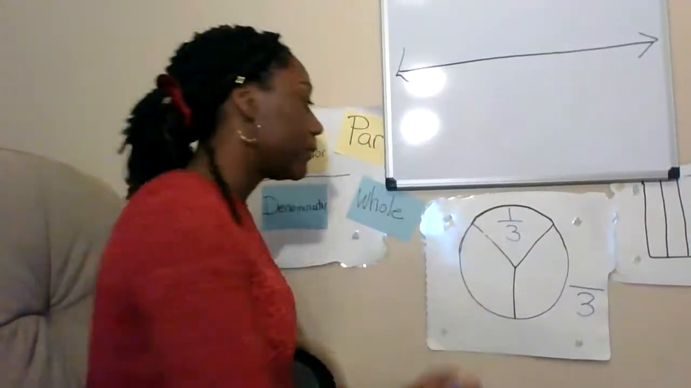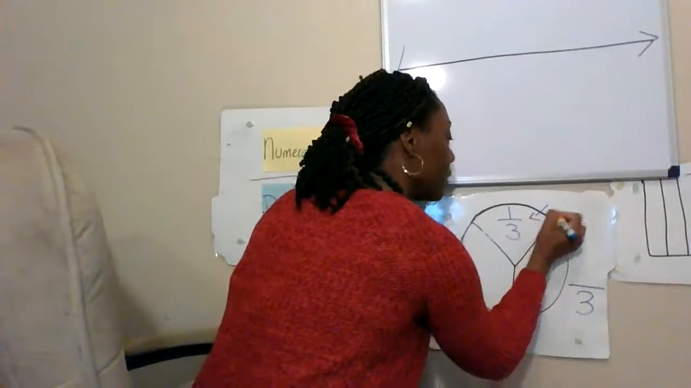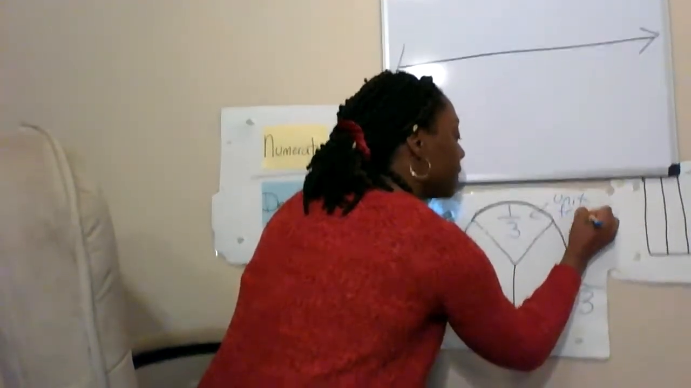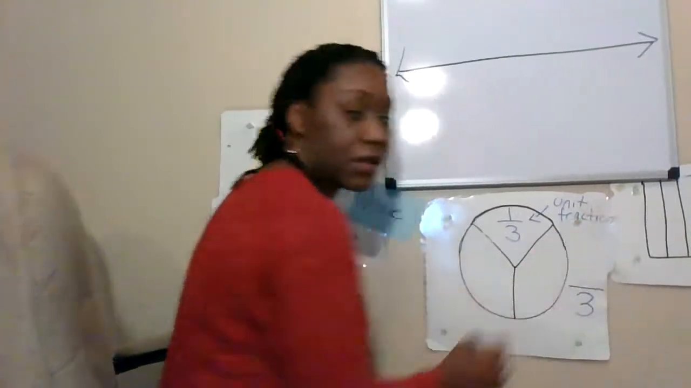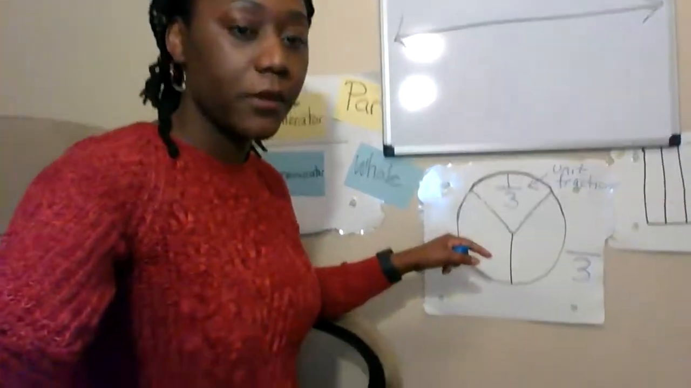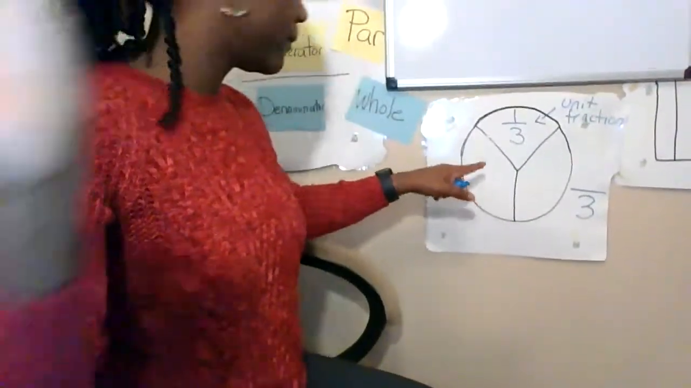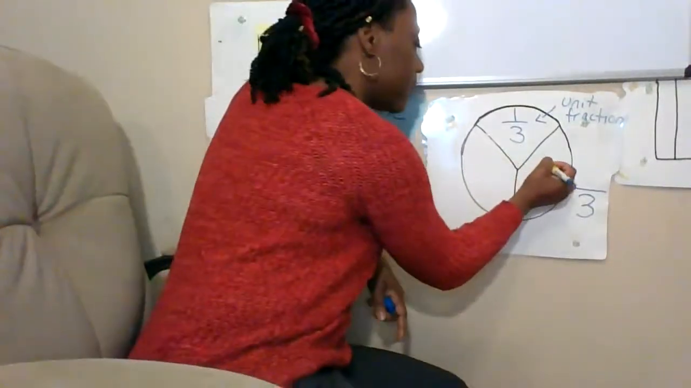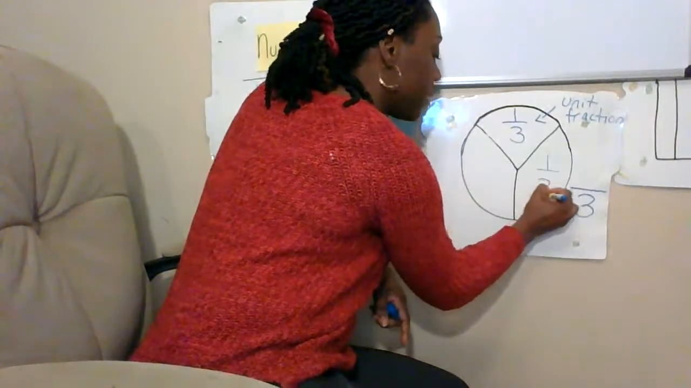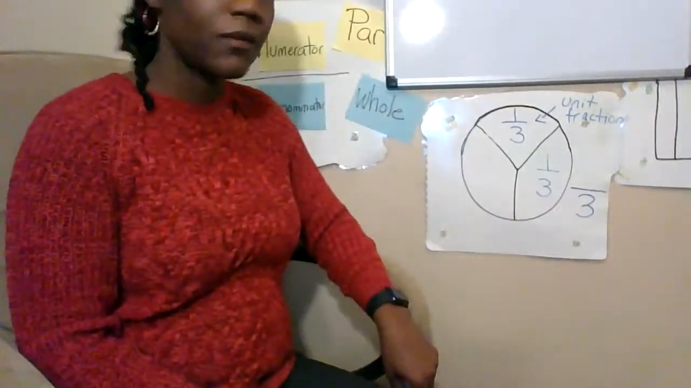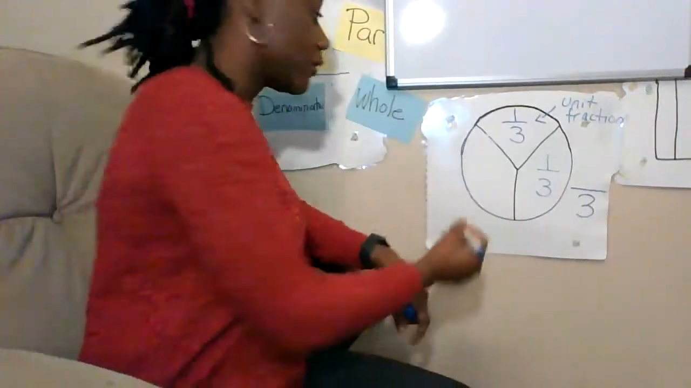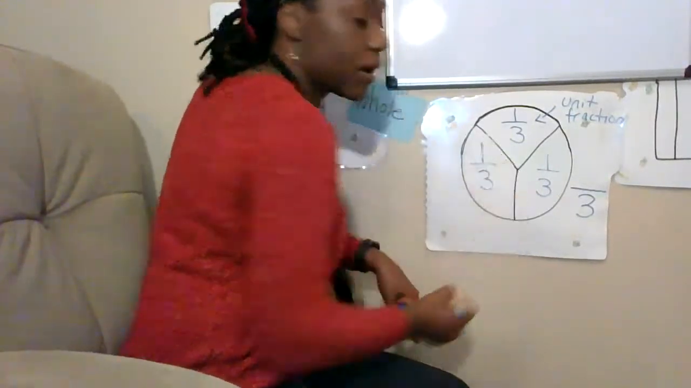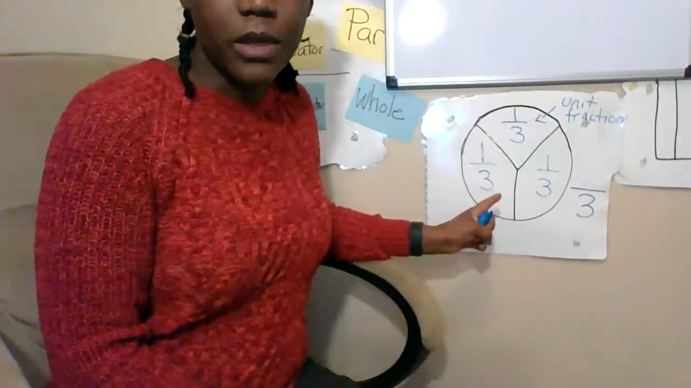So this unit, this is a unit fraction, and hopefully we remember this already. So we have 1/3 here. This unit is 1/3. So this unit would also be 1 part out of a total 3 parts. That unit would be 1/3.